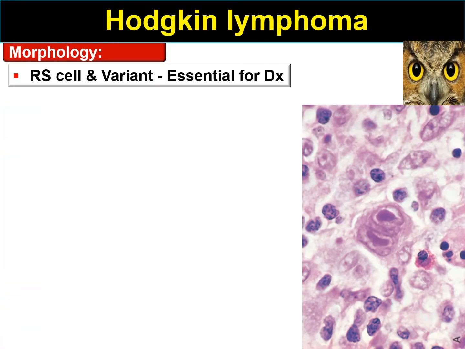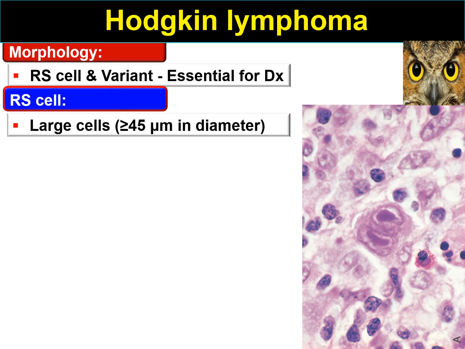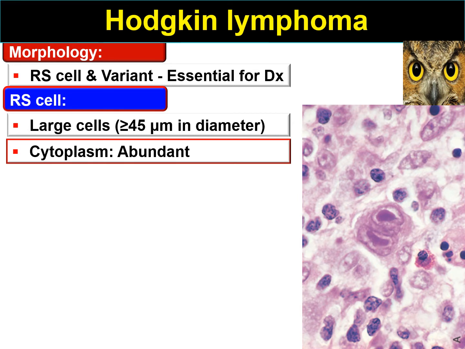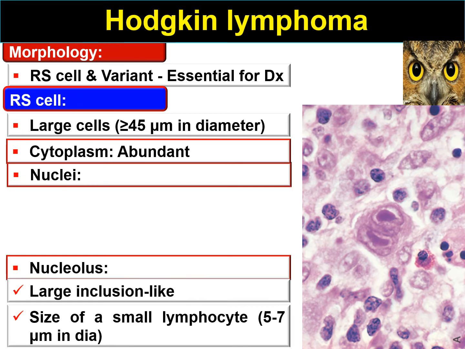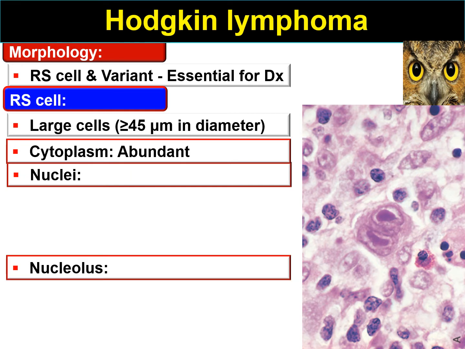The Reed-Sternberg cell or its variant is essential for the diagnosis of Hodgkin lymphoma. The Reed-Sternberg cell is a large cell, giant cell, and has got size of more than 45 micron in diameter. The cytoplasm is abundant and amphophilic. Nuclei can be multiple or single nucleus with multiple nuclear lobes. Nucleolus has got large inclusion-like appearance, and it is about the size of a small lymphocyte, about 5 to 7 micron in diameter.